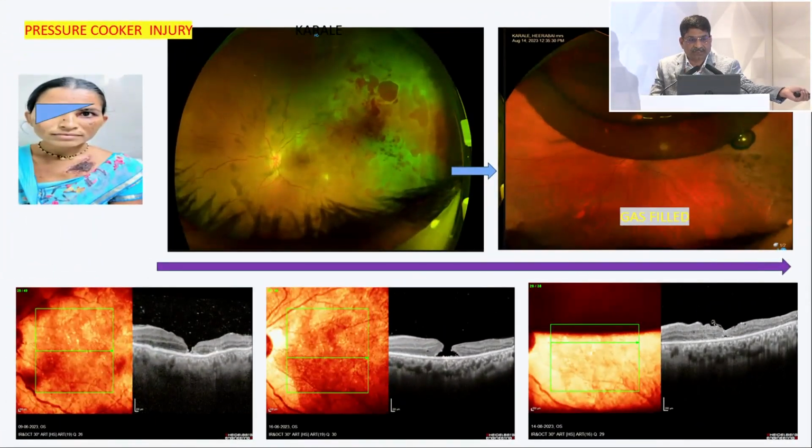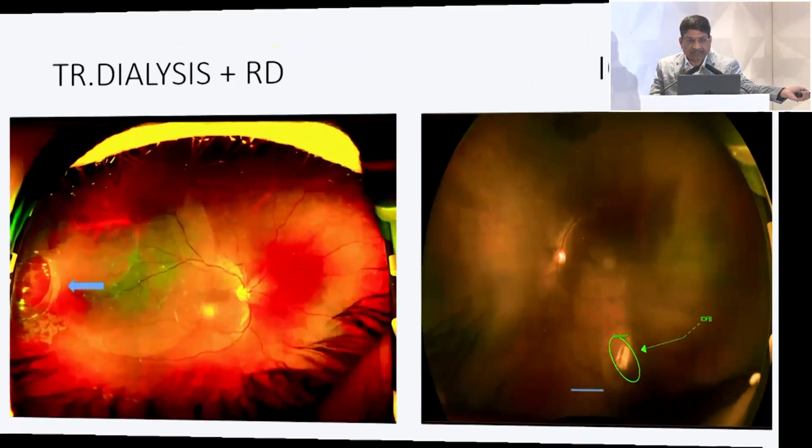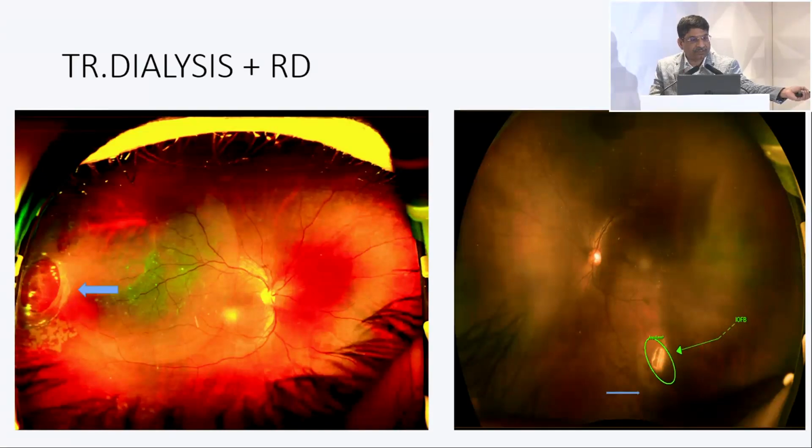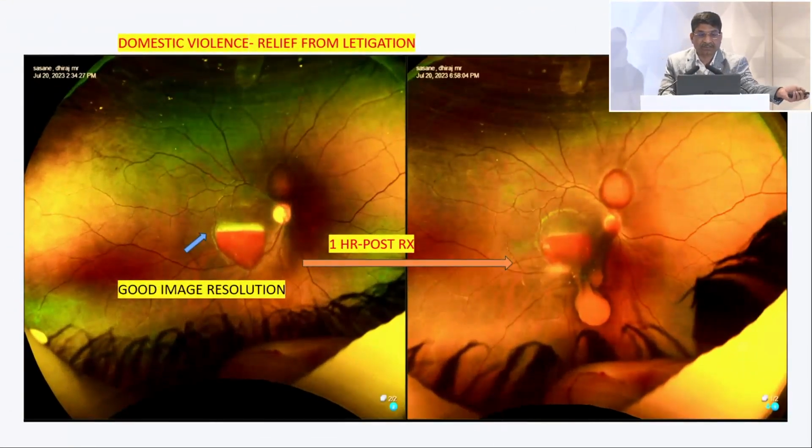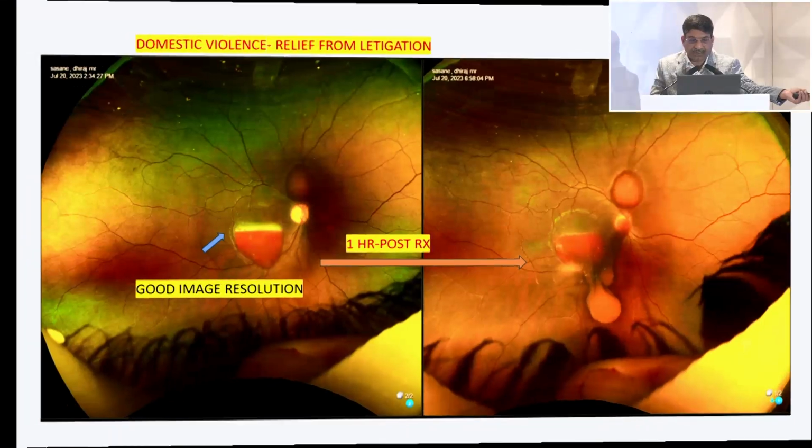This was a pressure cooker injury, and you can see that ultraviolet photography gives you the correct diagnosis and the follow-up. In cases of dialysis, you can see that the dialysis was also picked up on ultra-wide field photography. And with a foreign body in the other eye, you can see that the vision is 6/6, but the foreign body is lying inferiorly. You can document it before doing the surgeries. In a case of domestic trauma, this picture ultimately saved the patient's family from divorce.